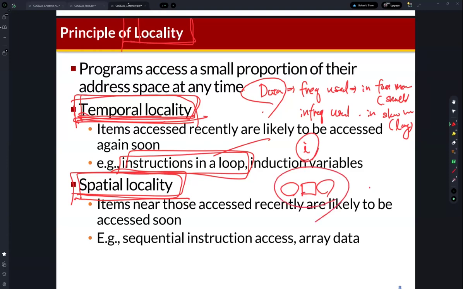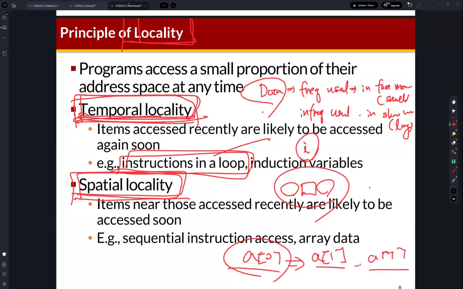So it's a closed data. So this is called the spatial locality. What is an example of spatial locality? Array data. Like if A0 is accessed, then we can expect that in the near future, A1 will be accessed and A2 will be accessed, right?